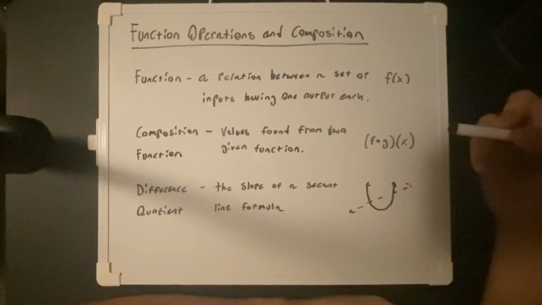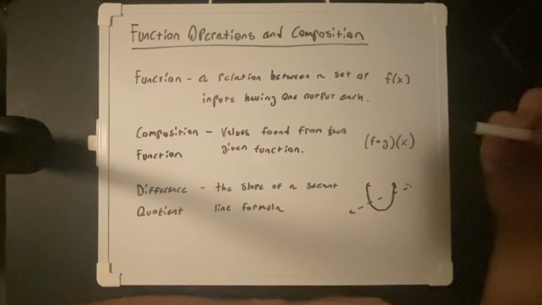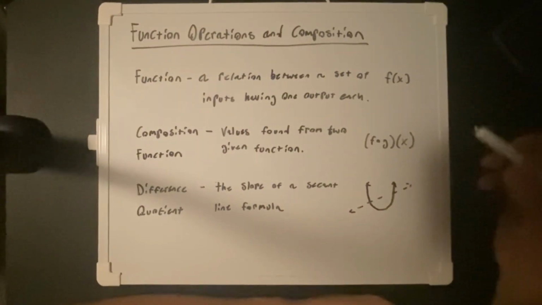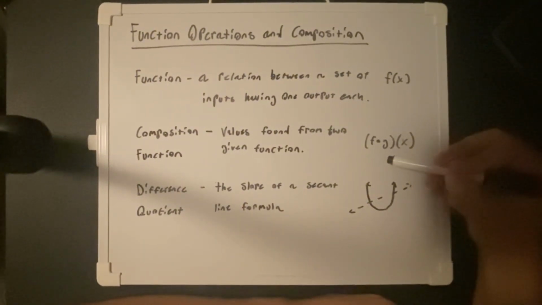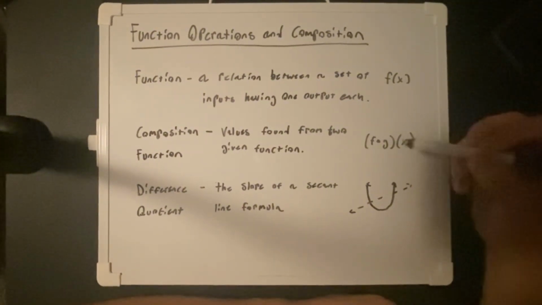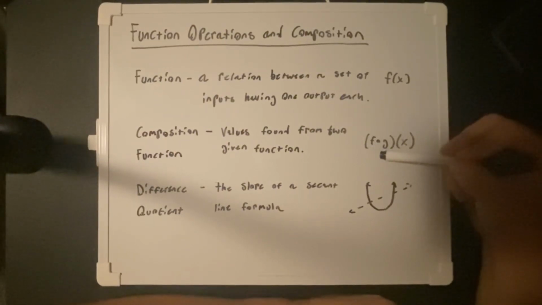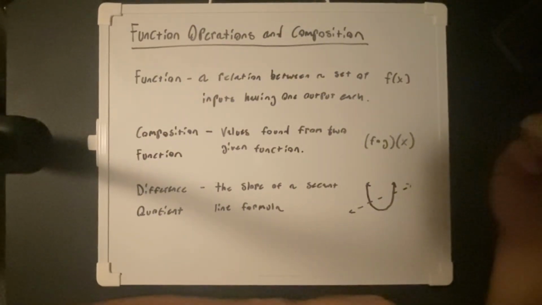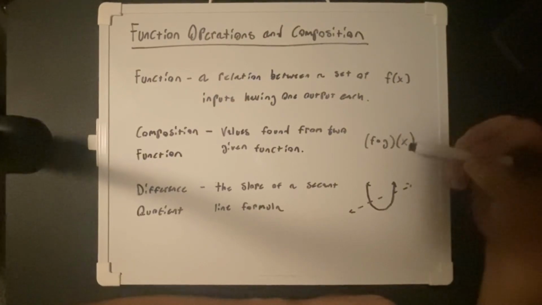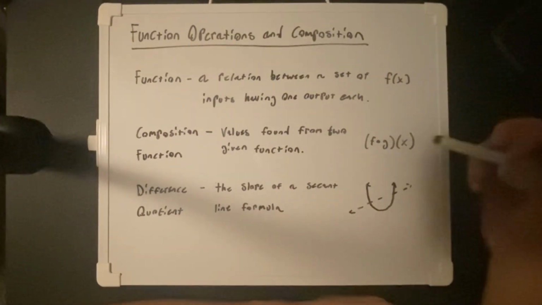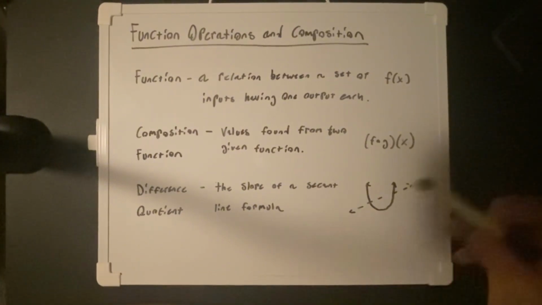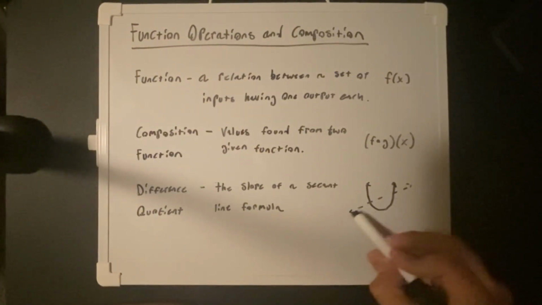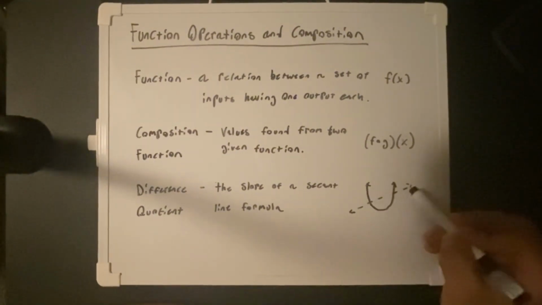A composition function. Values found from two given functions. This includes this little circle you see right here, a tiny o, which just stands for operations. And you have f operation g of x. And then you have to find the values based off those two functions. Difference quotients, the slope of a secant line formula. The slope would be the point that passes through a curve.